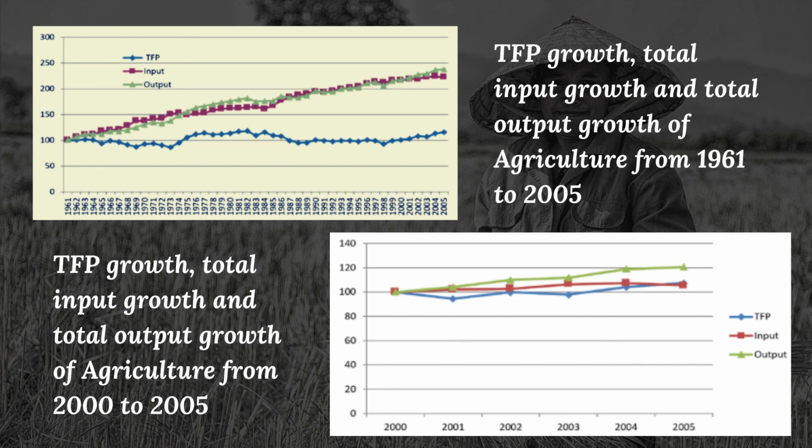TFP displayed decreasing contribution from 1961 to 1973 and started to increase from 1974 and showed increasing contribution to output growth from then on. Upward trend to 1986 and then remained fairly stable from 1987 to 2001. However, from 2002 up to 2005, TFP growth is promising and is depicting an increasing trend.